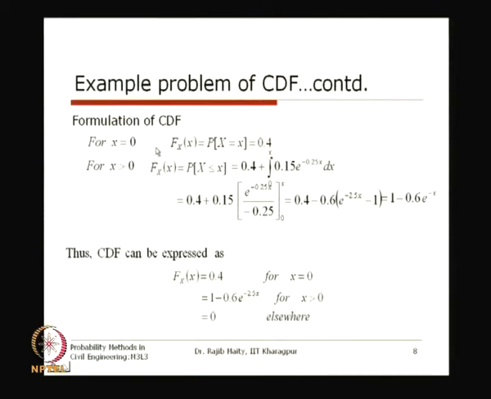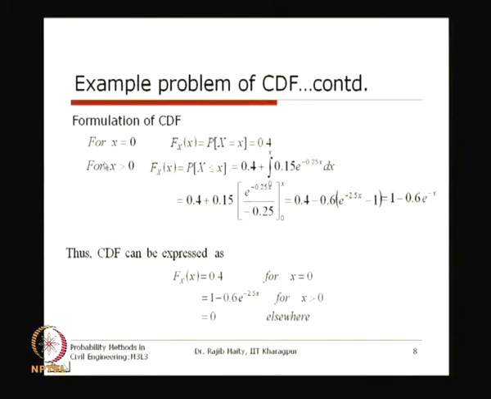Now if I want the CDF, the cumulative distribution function, for x equals 0, F(x) is exactly 0.4. For x greater than 0, F(x), which is the probability that X is less than or equal to x, should be equal to the concentrated mass at x equals 0, which is 0.4, plus the integration from 0 to that particular point x of this function. If we do these few steps, we get the distribution function for x greater than 0 as 1 minus 0.6 e^(-x).